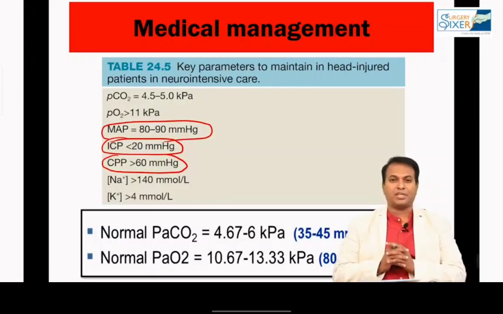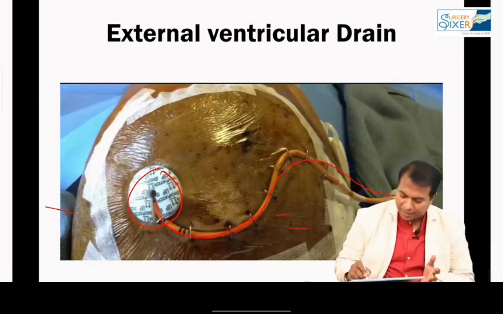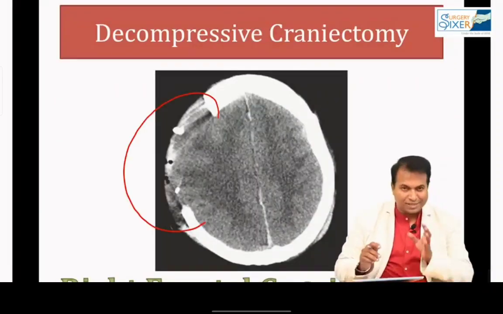Please don't forget, mean arterial pressure should be 80 to 90 in an ICU. So this is an external ventricular drain. From the skull, you can see the CSF is being drained out. External ventricular drain done. This is a decompressive craniectomy. You can see the skull being removed.